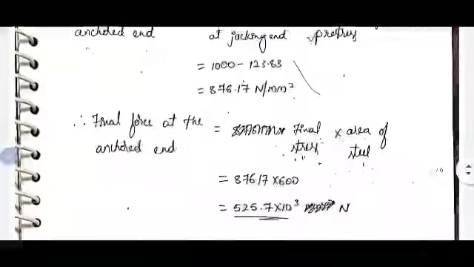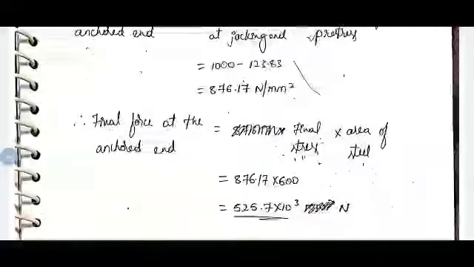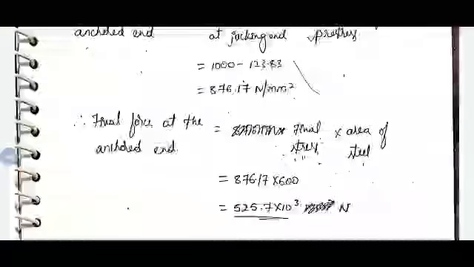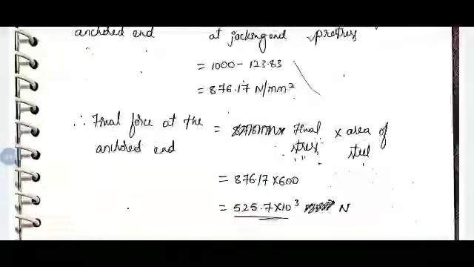So area is given, force, stress in steel into area of steel. So that is 525.7 kilonewton. Since it is asked to calculate at the other end of the beam, you need to consider stress at the other end. Next problem.